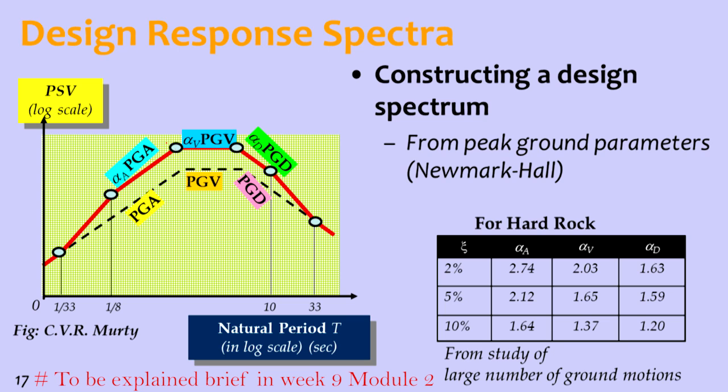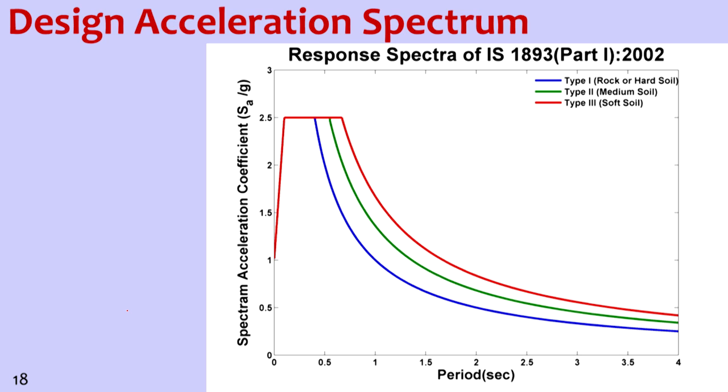This region is the acceleration sensitive region, this is the velocity sensitive region, and after this is the displacement sensitive region in the design spectrum. This is the design spectrum we use in IS 1893, the criteria for earthquake resistant design of buildings. Here the spectrum is given for different types of soil conditions: type 1 rock or hard soil, medium soil and soft soil. Obviously the soft soil response is higher, so the coefficient values are higher.